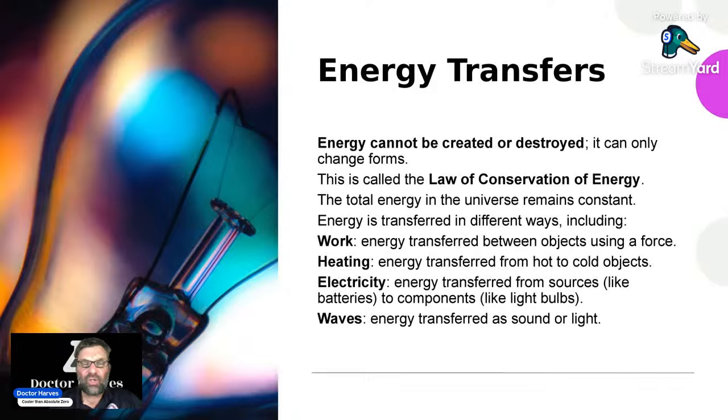And then electricity: energy is transferred through sources like batteries and components like light bulbs. For level 1, it's only a small range of components you have to focus on, probably 2 or 3. And then waves, which is more about level 2 and level 3 physics: energy is transferred through sound and light.